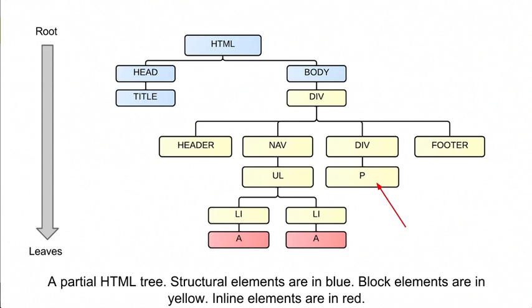However, we also see that a paragraph element is shown as a leaf. That's okay too. What we'd never expect to see in a valid HTML document is a block element descended from an inline element.